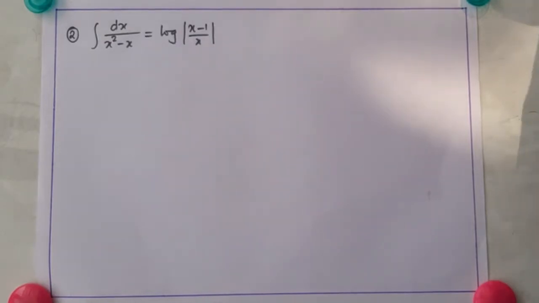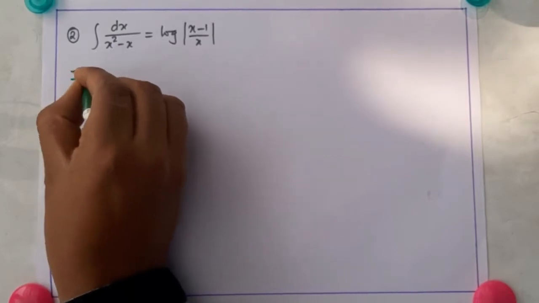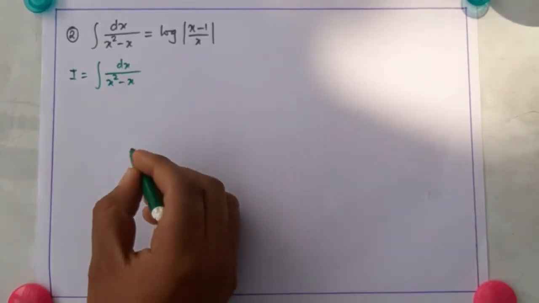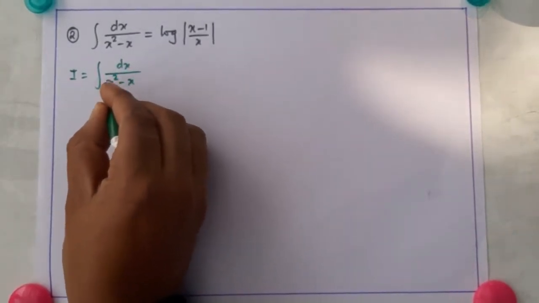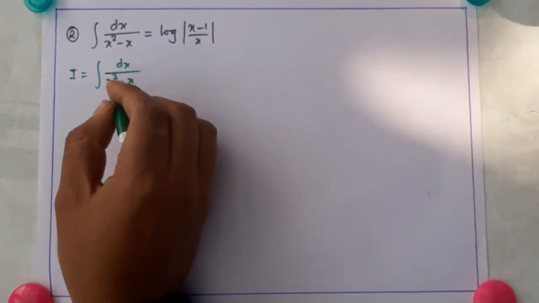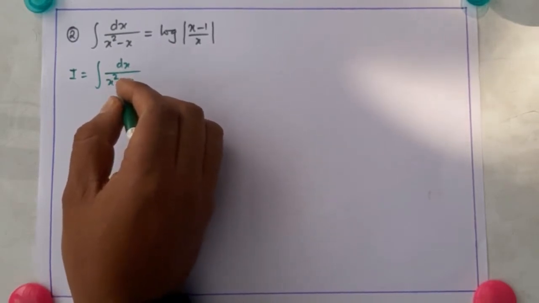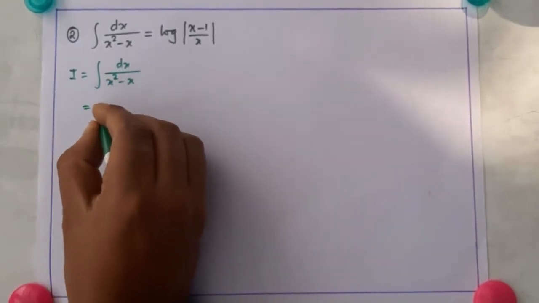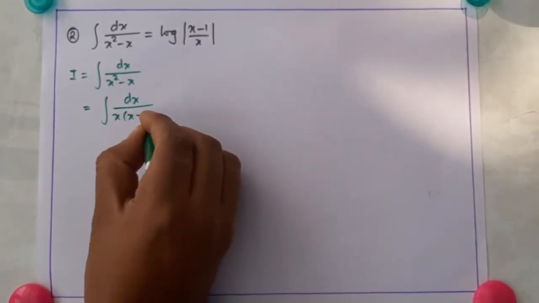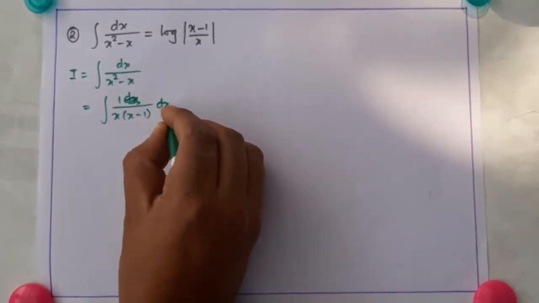Here you have this one integral. Let I be equal to the integral of dx by x square minus x. Now can you factorize this? Whenever you are doing integration using partial fractions, always try to factorize the denominator. In this case you see that this can be factorized as x into x minus 1, isn't it? Now, if you want to write 1 here and dx here, that will be better.